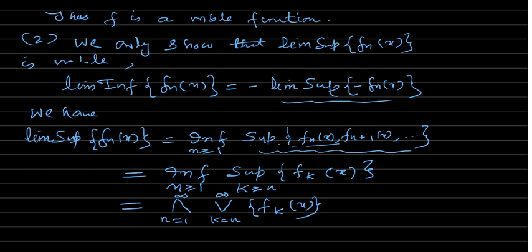So let's first see this. We'll see that this join is measurable actually, then we'll find the meet is also measurable. So what's this join actually? Let's define this. Define H_m, which is equal to the join of f_n, f_{n+1}, n is fixed, then join f_{n+m}. Okay? So this is H_m.